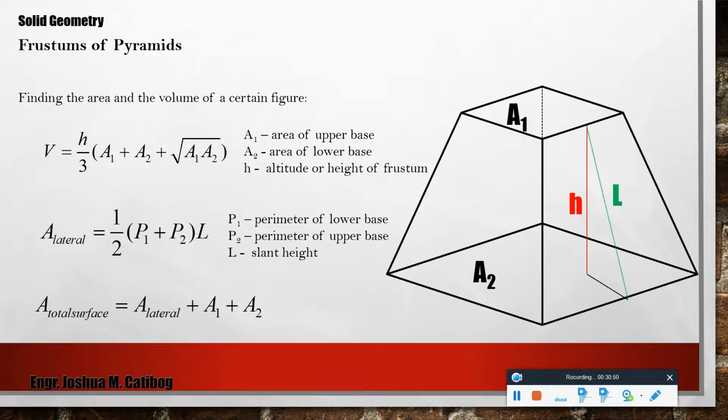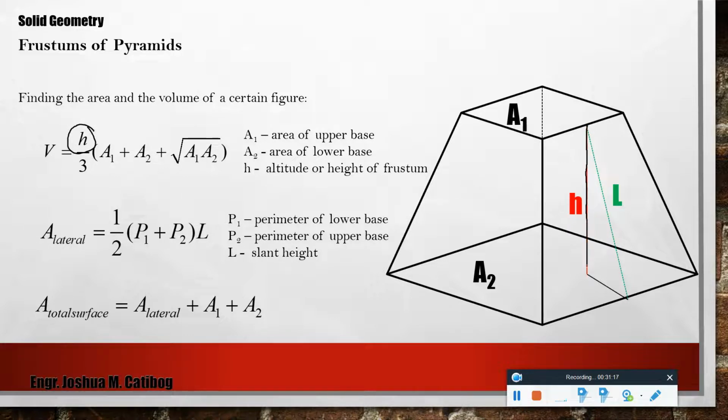Okay, so we have here the formulas po ng ating frustums of a pyramid. So from here, finding the area and the volume of a certain figure. So volume is simply what? Okay, so sir, hindi po siya simple sauluhin po siya. So h over 3 times a1 plus a2 plus square root ng a1, a2. Alin sir yung h? Ito po yung height ng ating frustum.